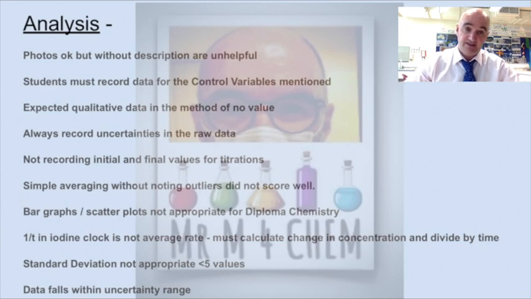A problem with the analysis is if it's just simple averaging, particularly when they don't include any anomalies or outliers or how they've arrived at the average. If it's just a simple, I don't know, 3 repeats at one concentration for an absorbance and it's 0.12, 0.13, 0.14, clearly it's 0.13, but that's not so easily going to score in the higher bands because there's just no sophistication to the calculation there.